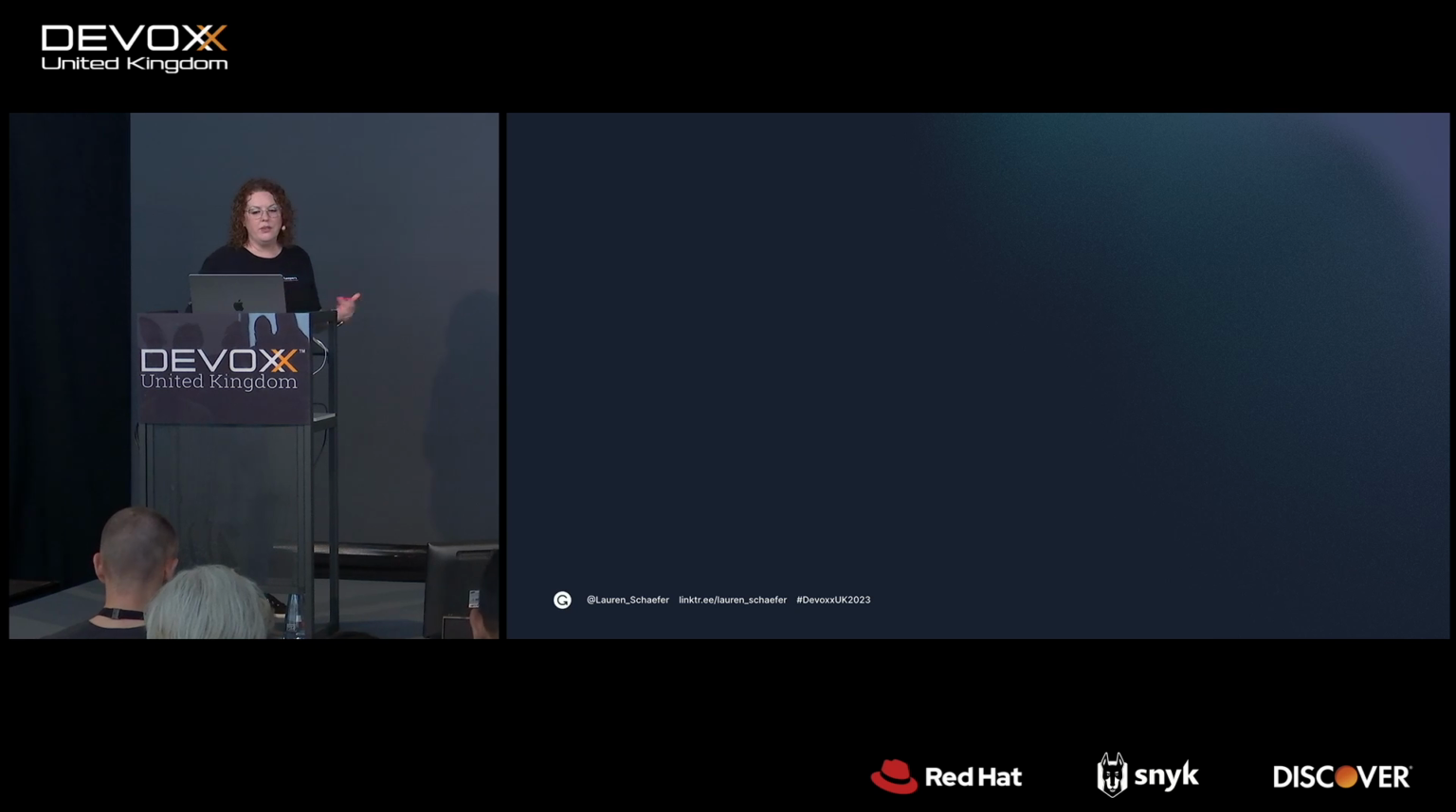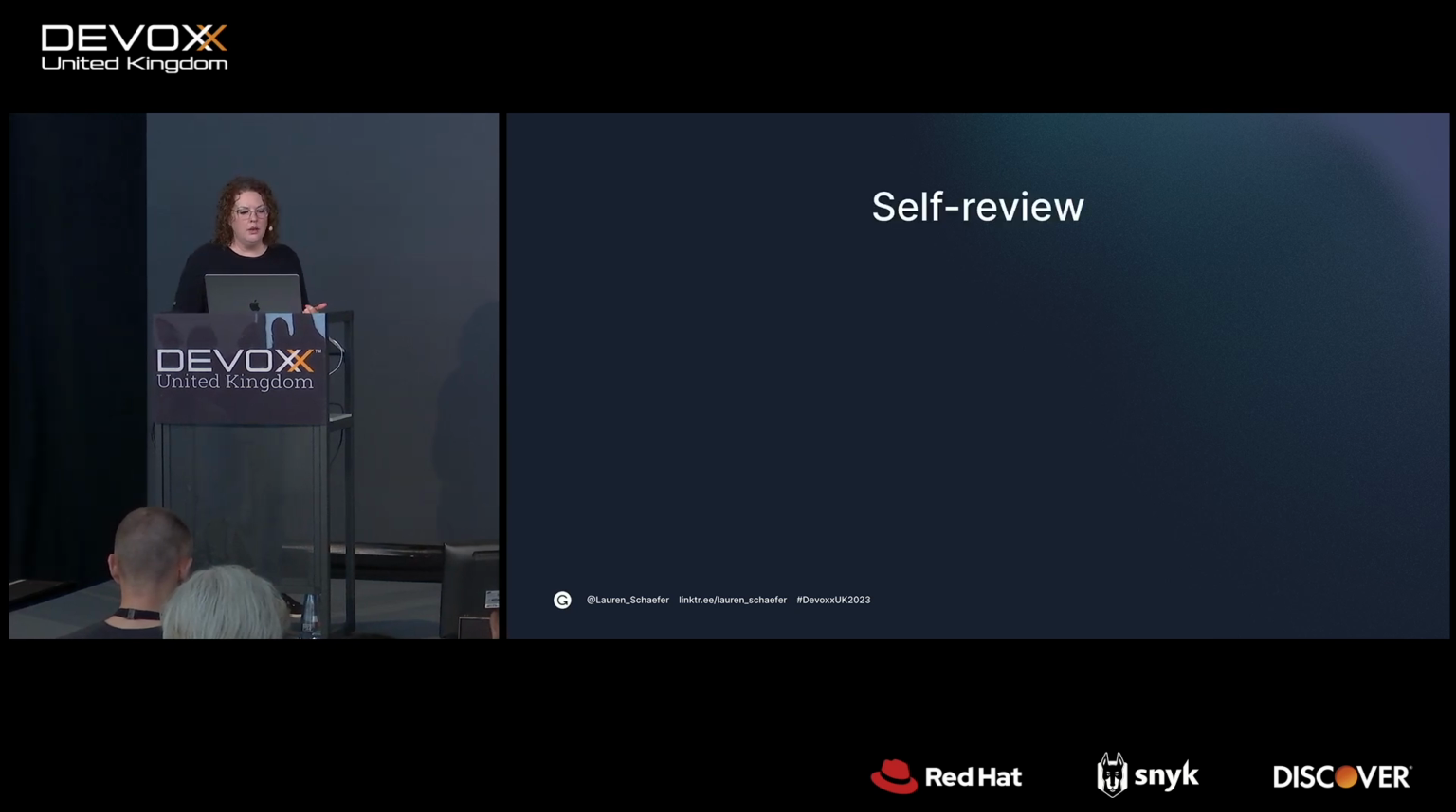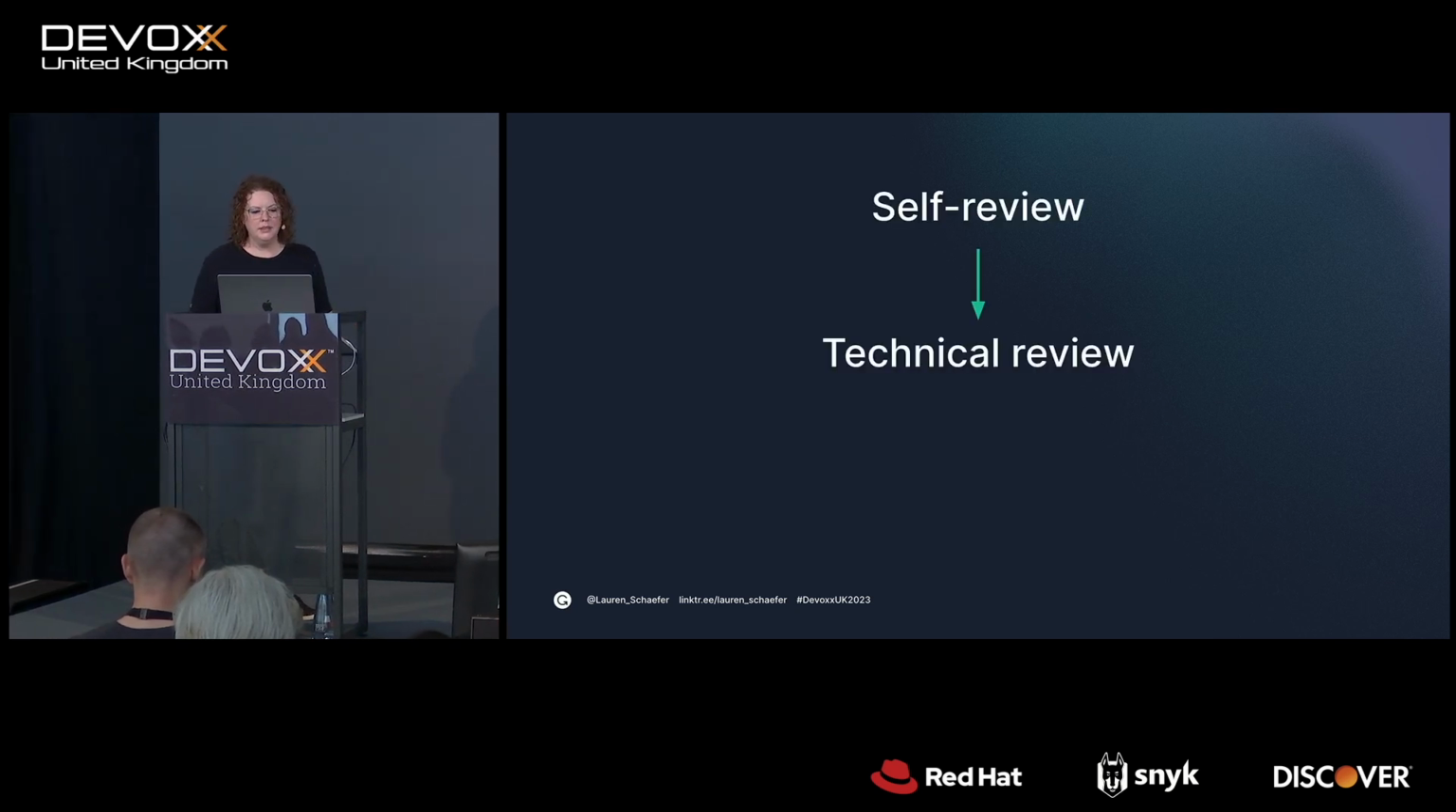So on our team, we have 3 layers of reviews. We start with a self-review. After that's complete, we request a technical review. This could go through a few different cycles. And then after the technical review is complete, we request a copy review.